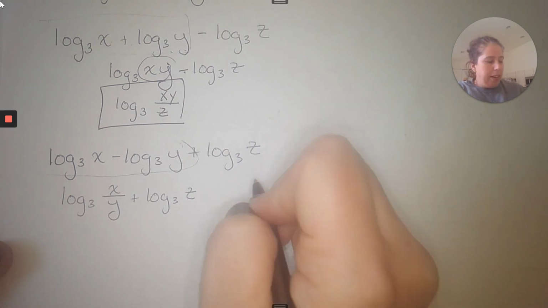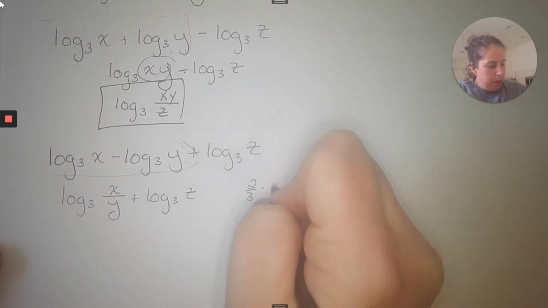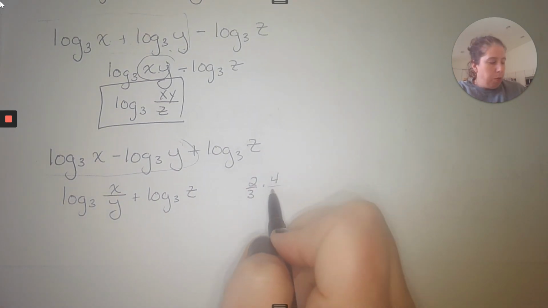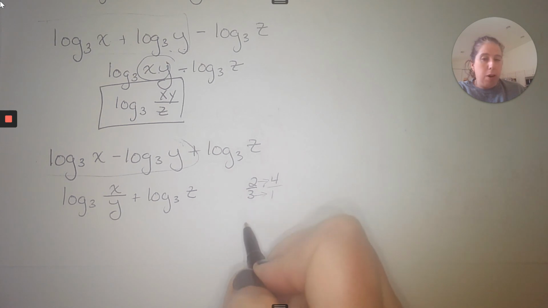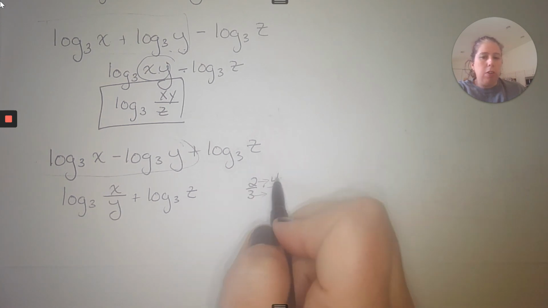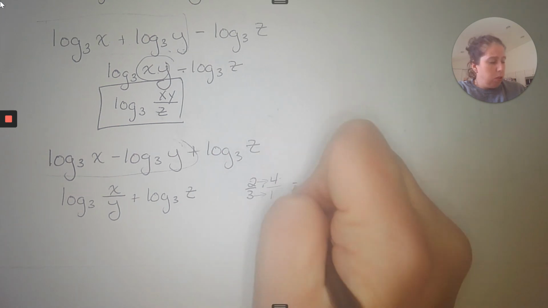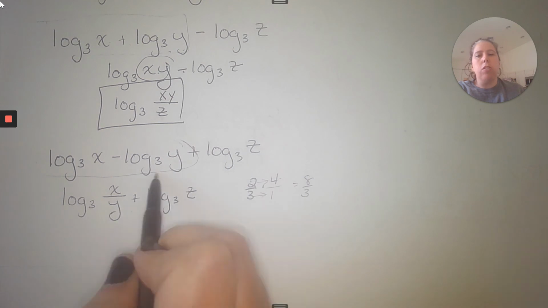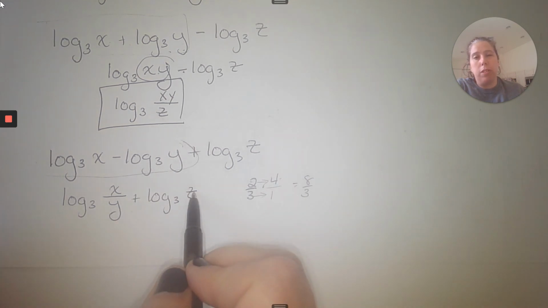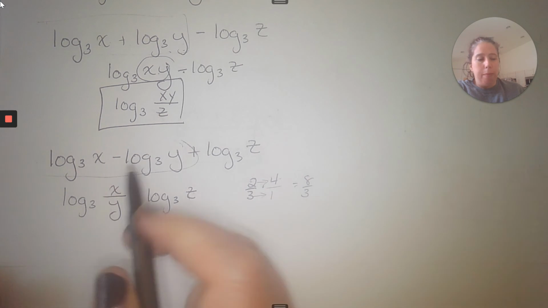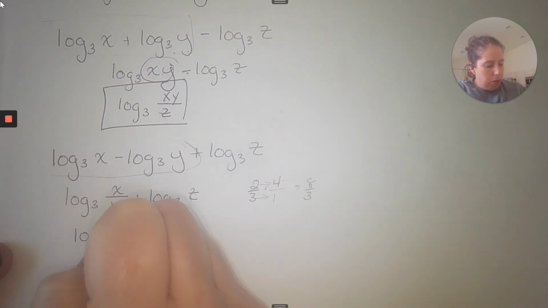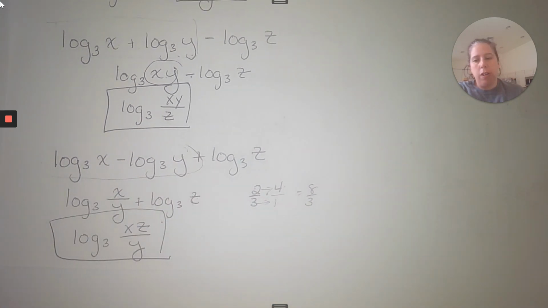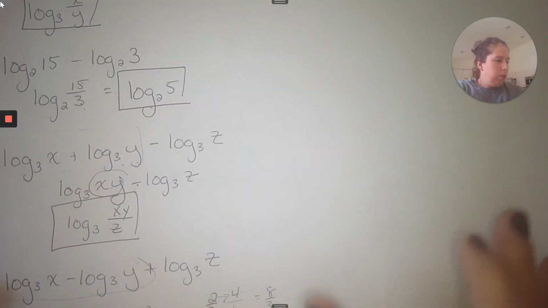Okay, side note, if I give you 2/3 times 4, right? Okay, remember we put this over 1 and we multiply across the top and across the bottom, right? So where does this 4 end up? The 4 ends up on the top with the 2, right? So this would just be 8 over 3. Okay, so the same idea is if you've got a fraction and you multiply it by a whole number, it goes on top. So the answer to this would be log base 3 of xz over y.